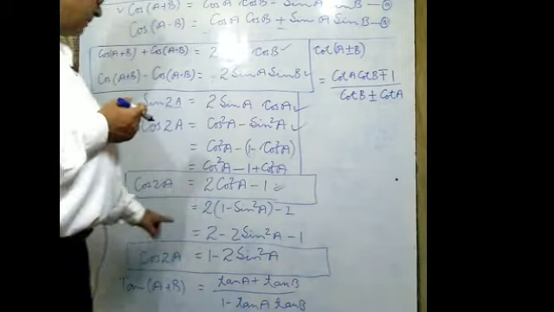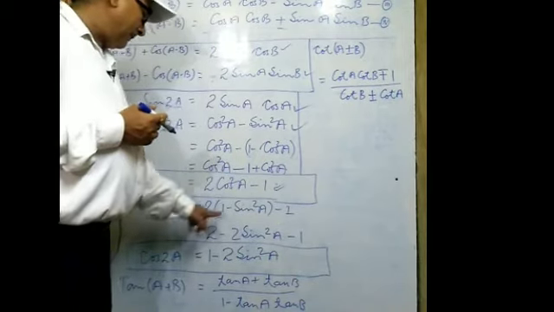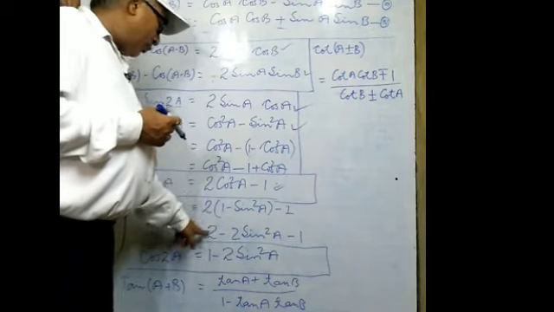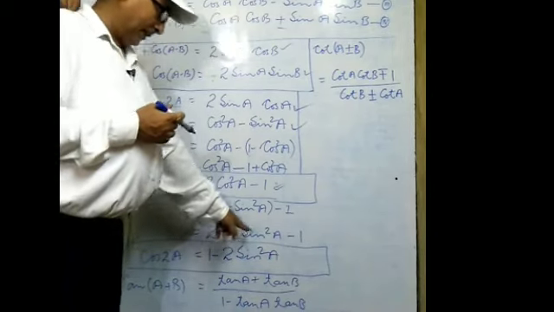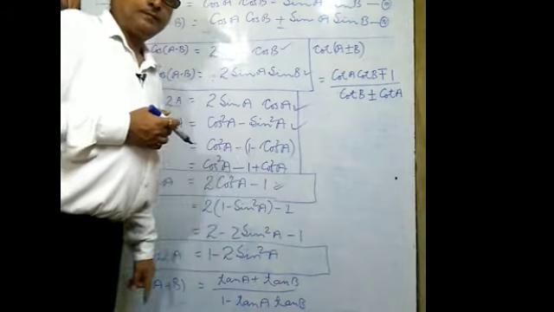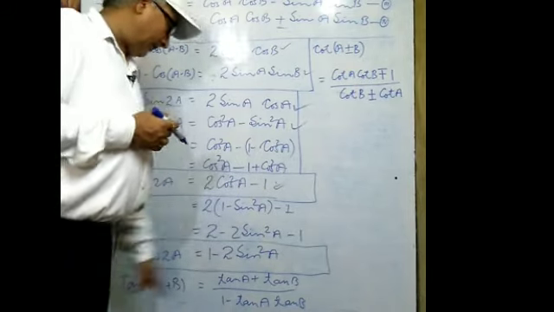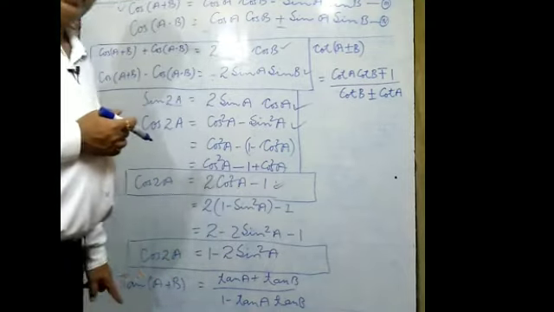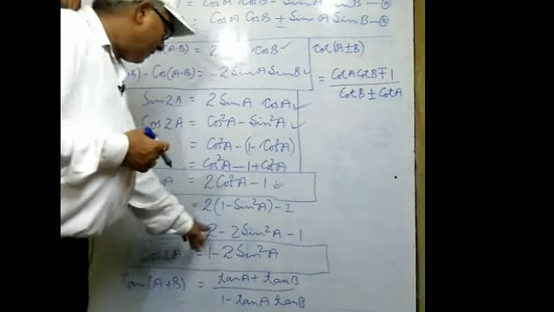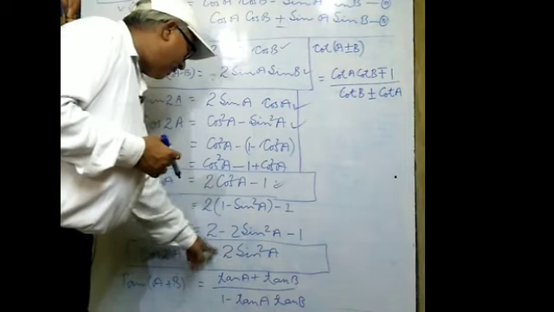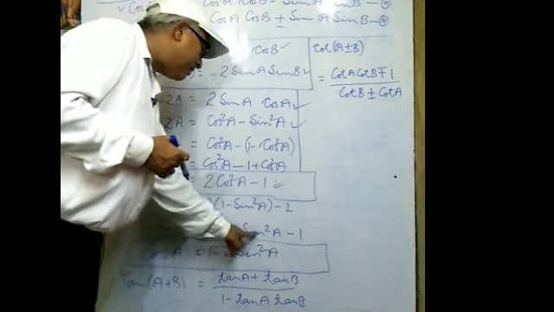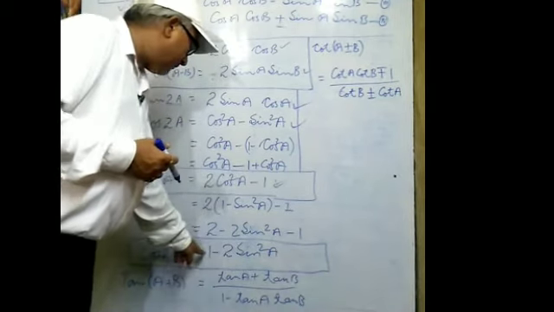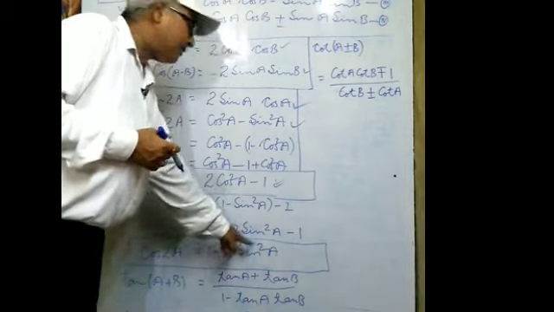Now 2 will be multiplied here. So 2 ones are 2, 2 minus 2 sin square a minus 1. See, minus 1 is there, plus 2 minus 1. It means 2 minus 1 is 1, 1 minus twice of sine square a. It is 1 minus twice of sine square a.